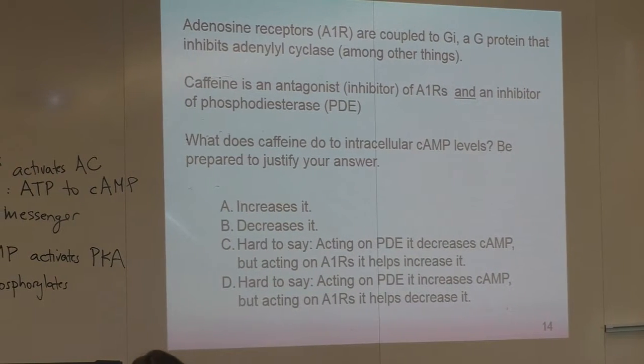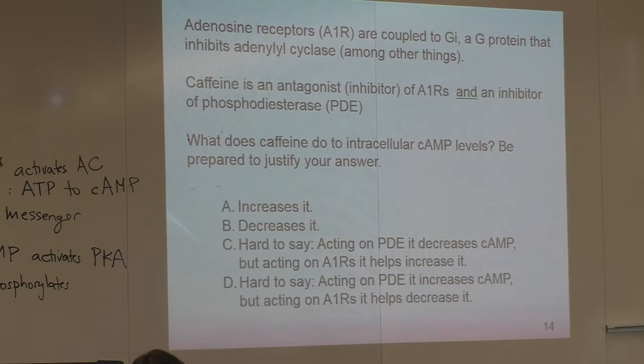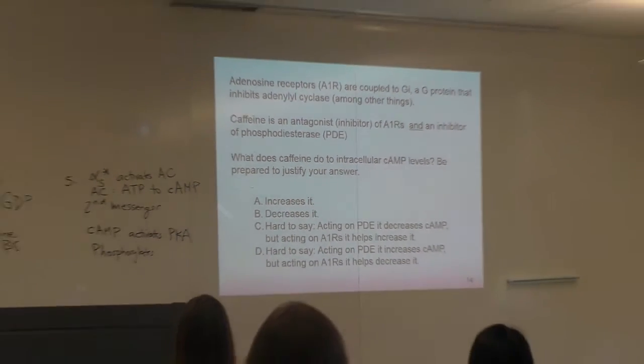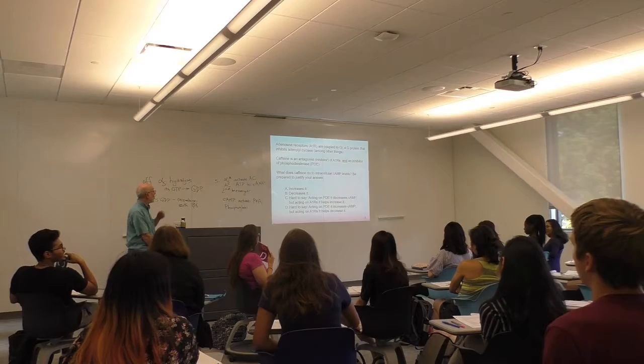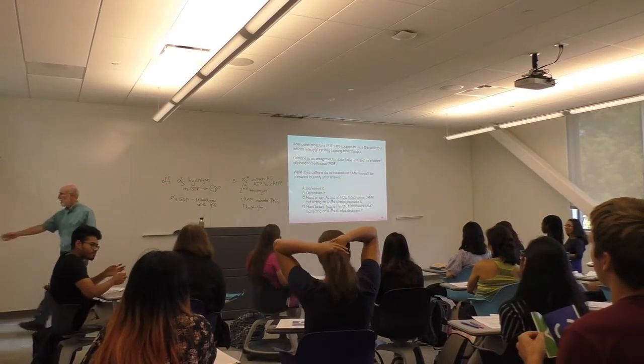Caffeine, a drug that most of us are familiar with, is an antagonist of the adenosine receptors, and it is an inhibitor of phosphodiesterase. It's a drug that has two biological mechanisms. So what does caffeine do to intracellular cyclic AMP levels? You can work with each other on that to see if you can come up with a consensus answer. Talk this one over, see if you can come up with an answer to this one. I'll be right back.